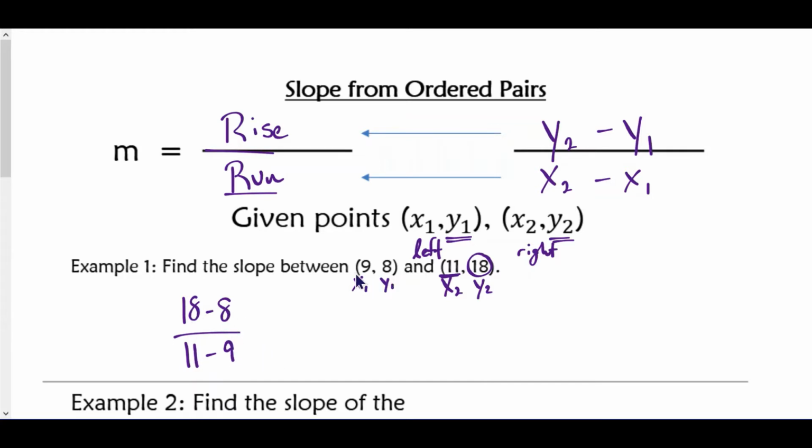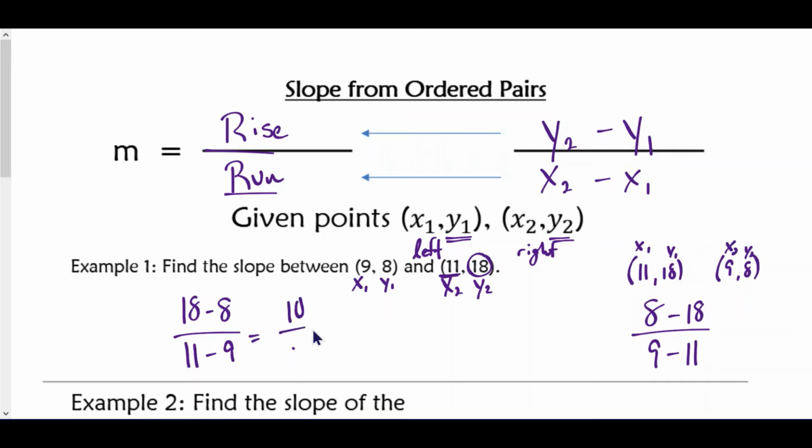You are actually allowed to flip this. The order of the question could just be rearranged. If I said I wanted to find the slope between this point and this point, I could rearrange that and write it exactly backwards of what I have here. I just need to make sure that these are lined up vertically. So 8 as the y2, and then 18 is my y1, and then 9 as my x2, and 11 as my x1. This would give us 10 over 2. This would give us negative 10 over negative 2. Either way, that's going to simplify to a slope of positive 5.